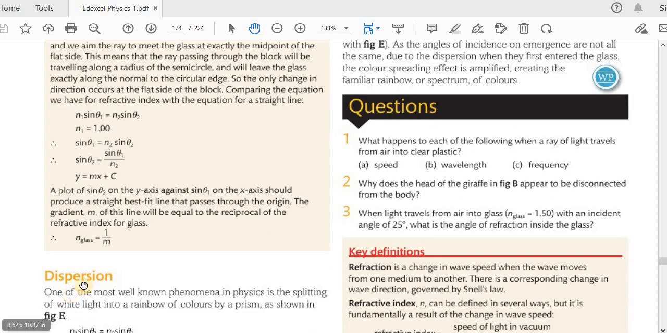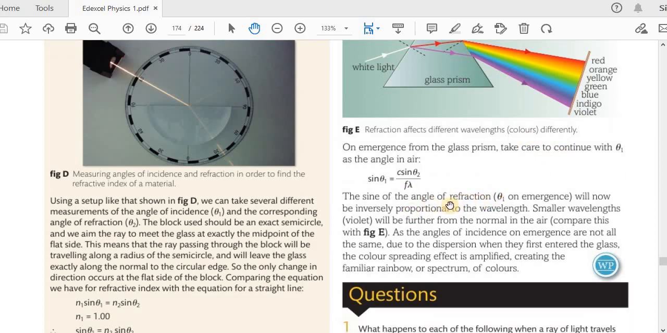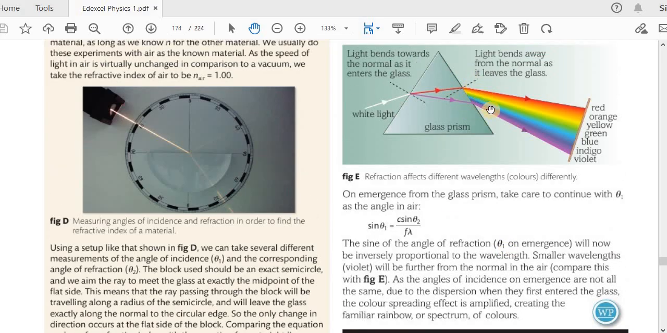Now this is the same equation that we have here. The sine of the angle of refraction theta1 on emergence. So you can imagine this is this direction. Just imagine if we draw a line going like this, starting here, along these same lines which are pointing in the other direction. So imagine this is going in this direction. Then theta1 will be the angle of refraction. If you see here, this is the angle of refraction.